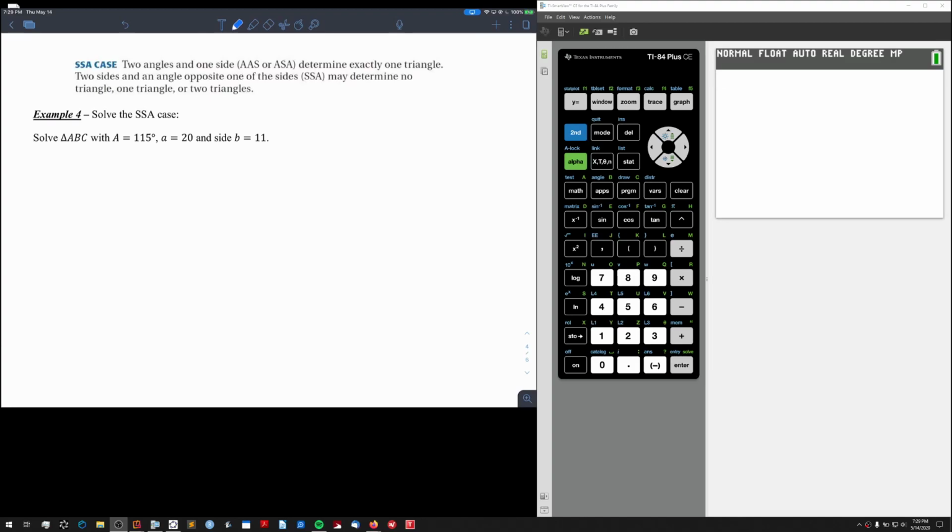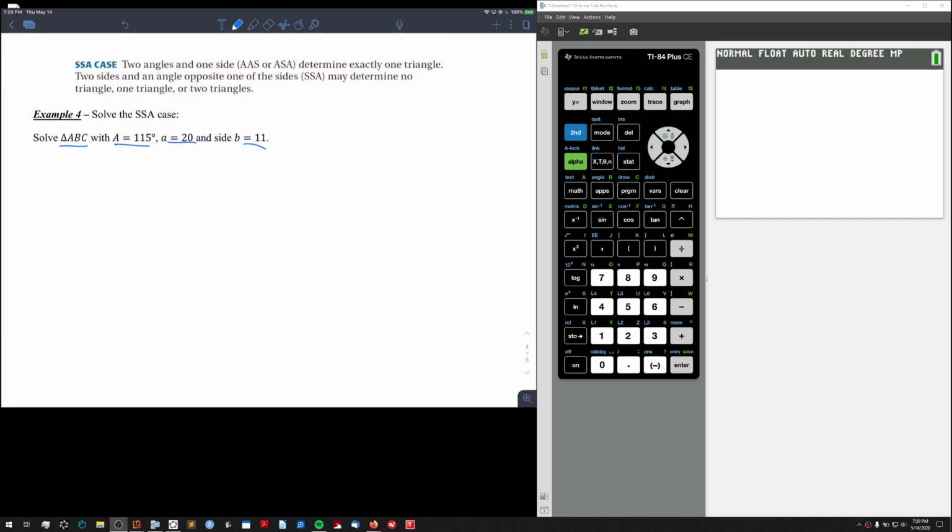Okay, guys, so let's just jump in here now and do some examples, all right? Example 4 says solve this side angle case, solve triangle ABC with this given information. So, what do we have? Angle A is 115, and so on.